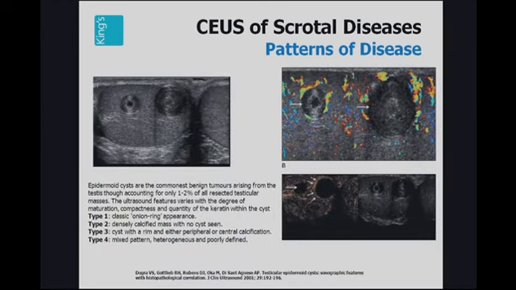Here is another not very common intratesticular lesion, but importantly benign. This is an epidermoid cyst. Only 1 to 2% of testicular tumors are epidermoid cysts. There are characteristic features on the B-mode ultrasound examination. The classical onion ring appearance, as demonstrated in this example, allows the confident diagnosis of the benign epidermoid cyst.